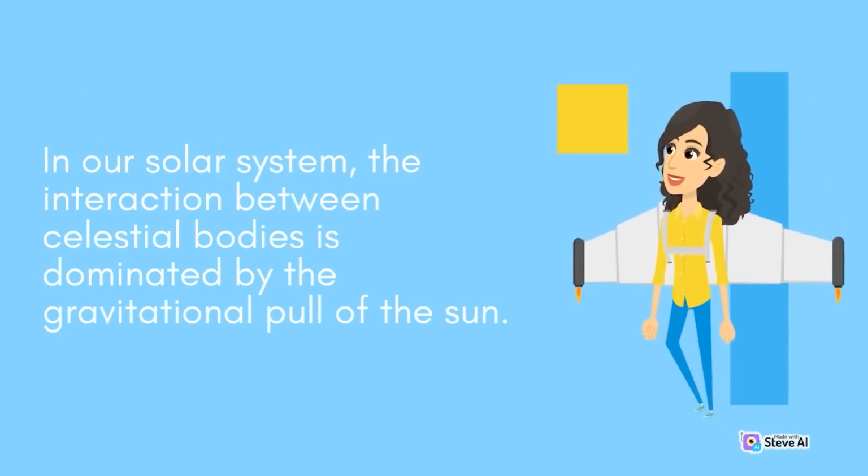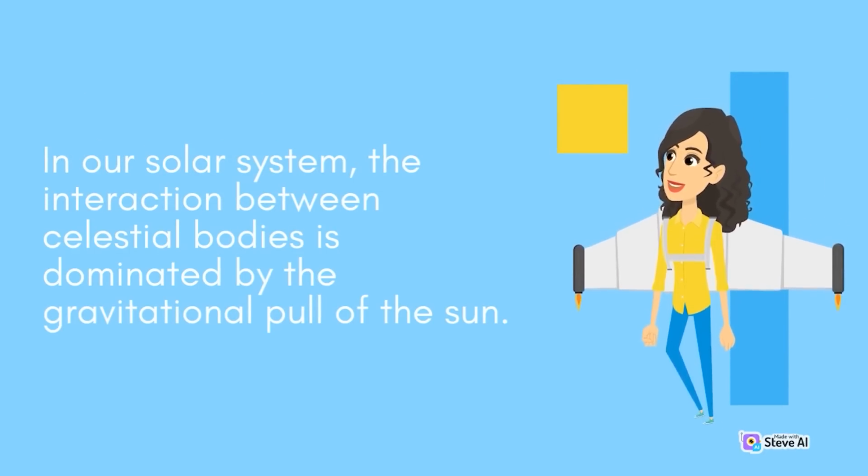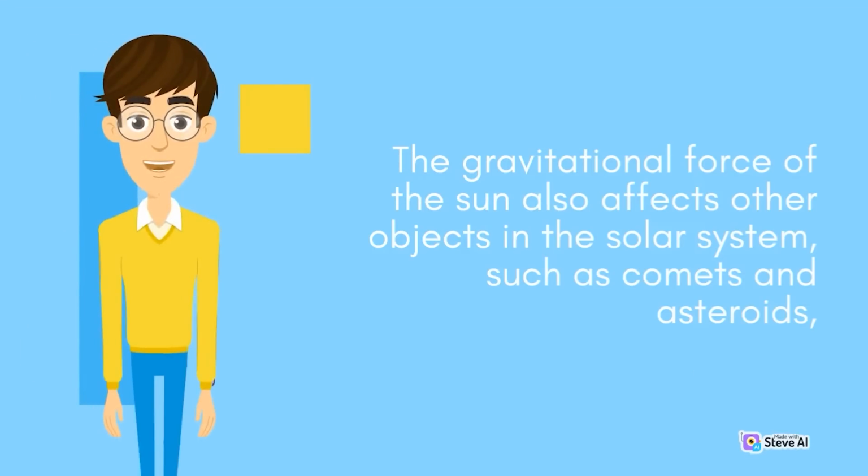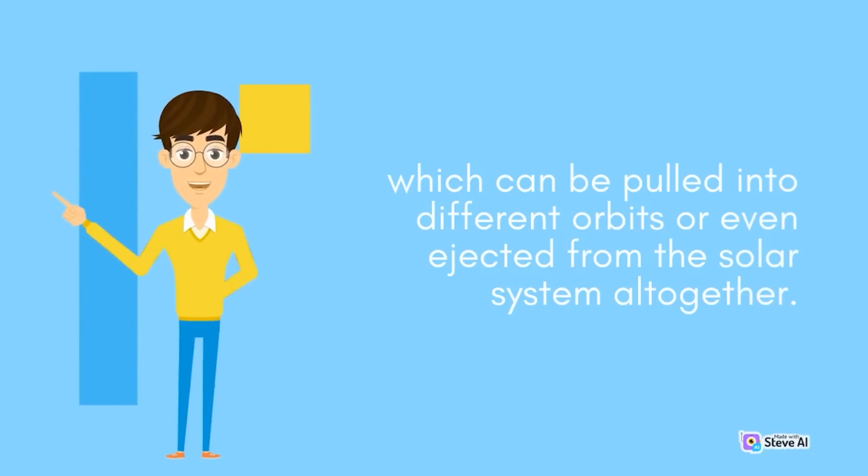In our solar system, the interaction between celestial bodies is dominated by the gravitational pull of the Sun. The planets orbit the Sun in elliptical paths, with their speed and distance from the Sun determined by the strength of the gravitational force between them. The gravitational force of the Sun also affects other objects in the solar system, such as comets and asteroids, which can be pulled into different orbits or even ejected from the solar system altogether.